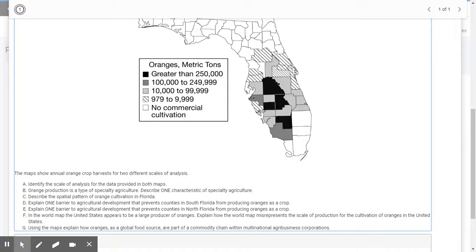Part D, explain one barrier to agricultural development that prevents counties in South Florida from producing oranges as a crop. So what it's asking here, why can't South Florida make more oranges? And so you got a few different options here.